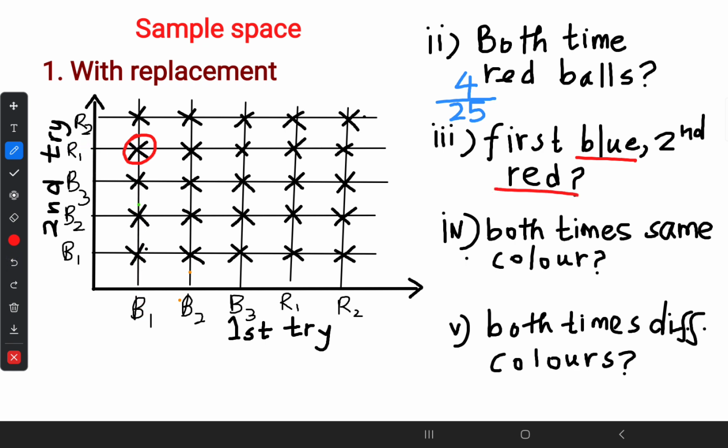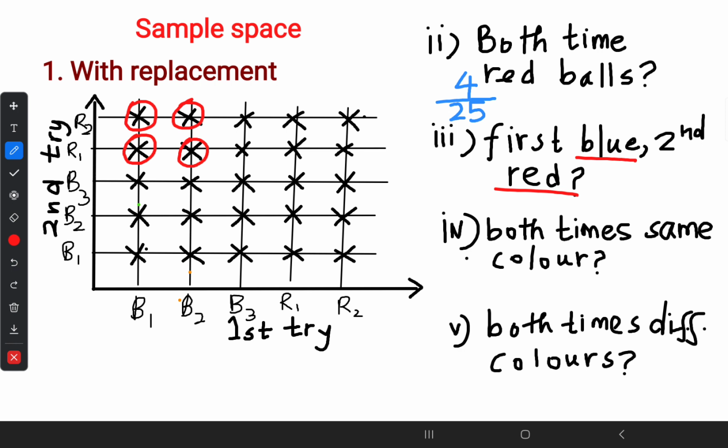Likewise, let's think about the next one. First time blue ball, second time red ball. This is satisfying the condition. Now let's check with the next row. First time blue ball, second time also blue ball. We don't want this probability. First time blue, second time also blue. No need. Blue, again also blue. We don't need this. Look at this event. In first time we are having blue, second time we are having red. That is satisfying our condition. Here also first time blue, second time red.